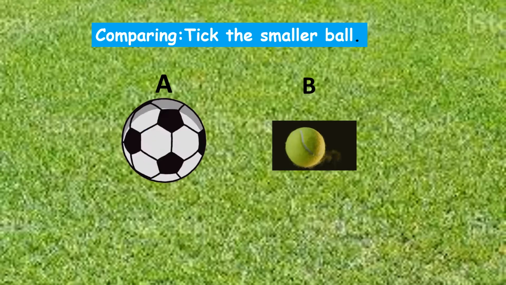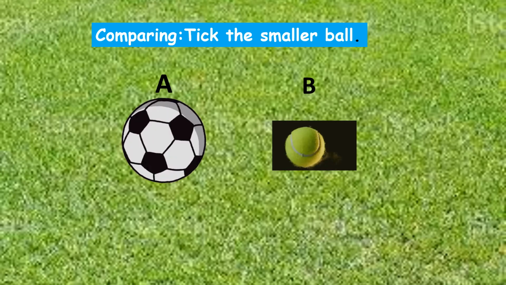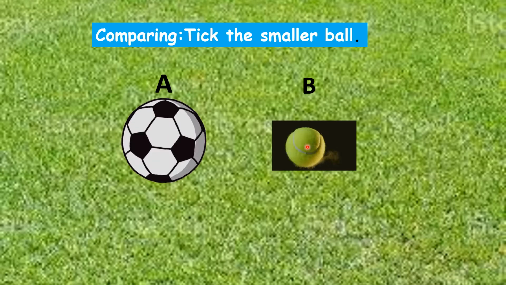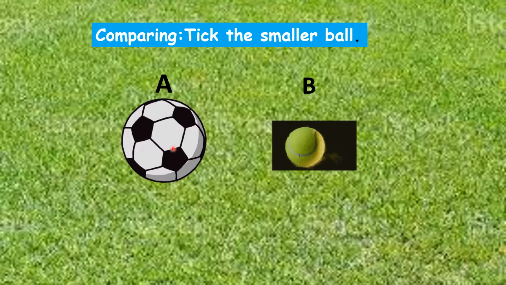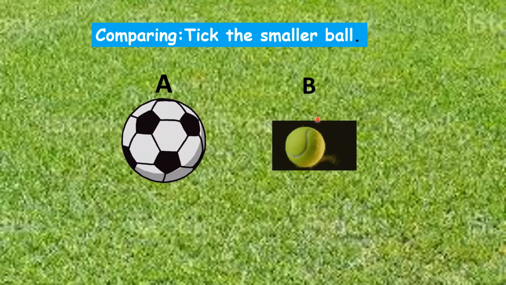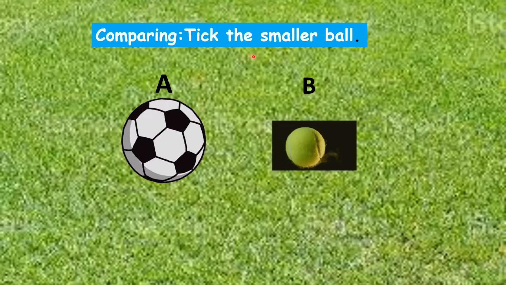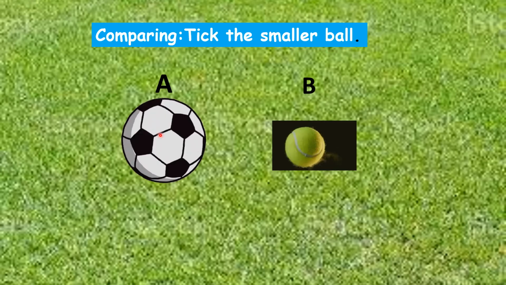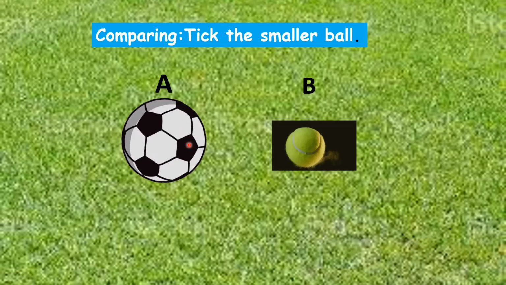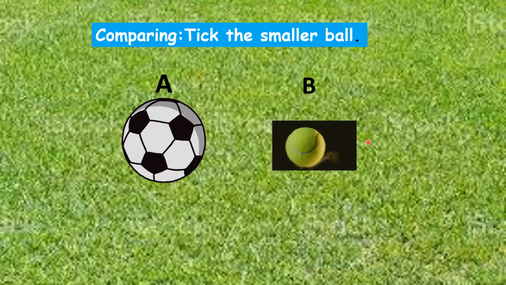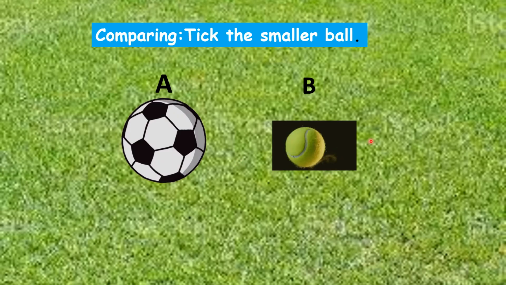Students, this is an example question. You can see there are two balls in different size. Okay, A ball is big and B ball is small. Question is pick the smaller ball. So here we will be comparing between two balls. So which ball is bigger in size and which ball is smaller in size? So put tick here. Ball B.